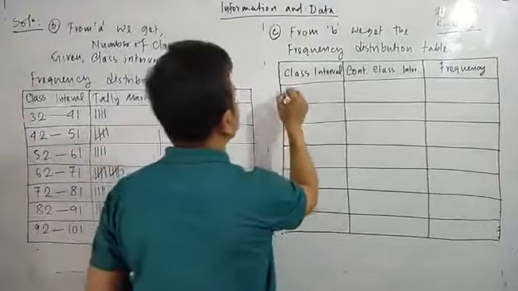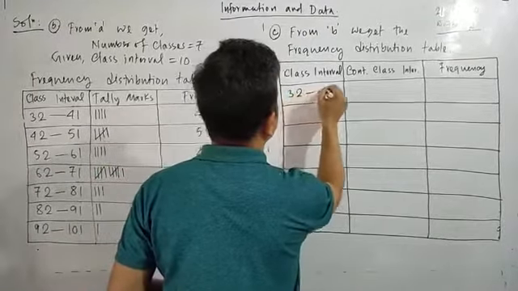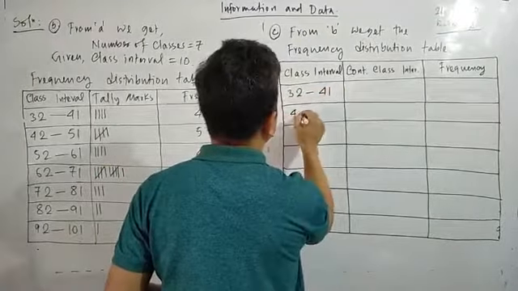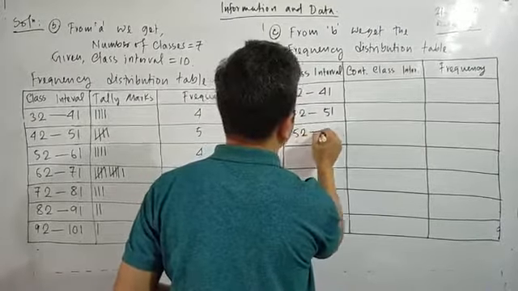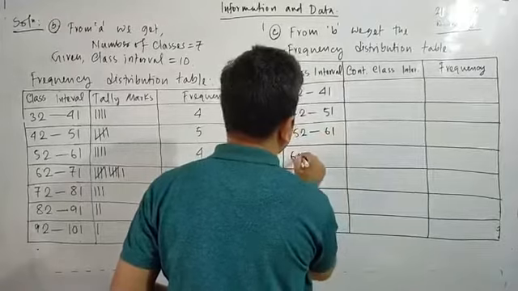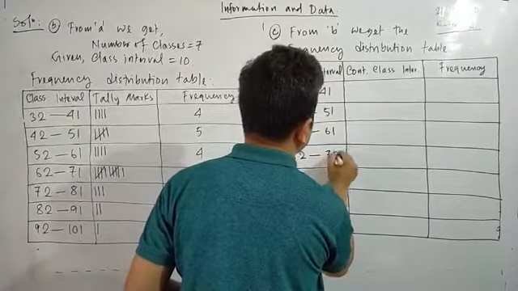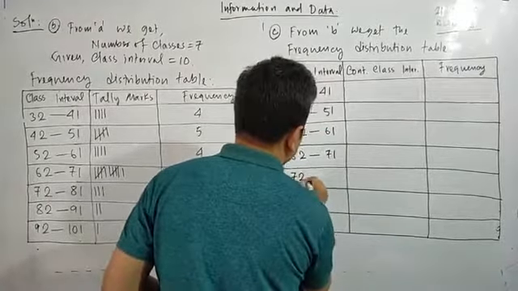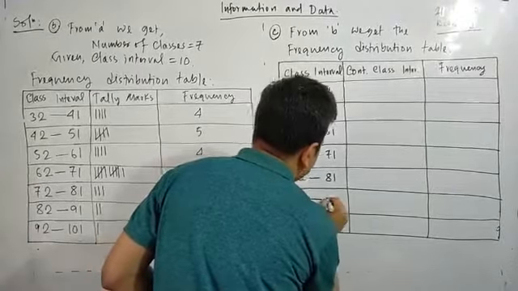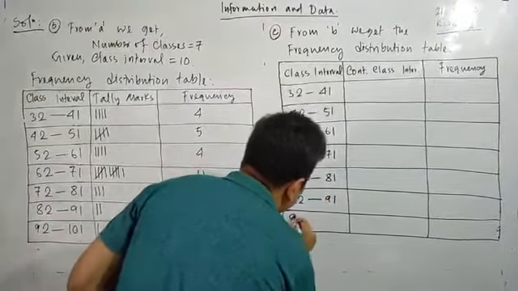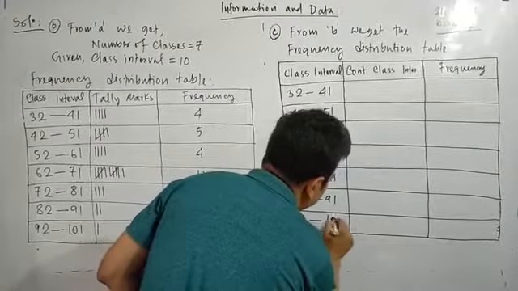The class intervals are 32, 41, 42, 51, 52, 61, 62, 71, 72, 81, 82, 91, and 92, 101.